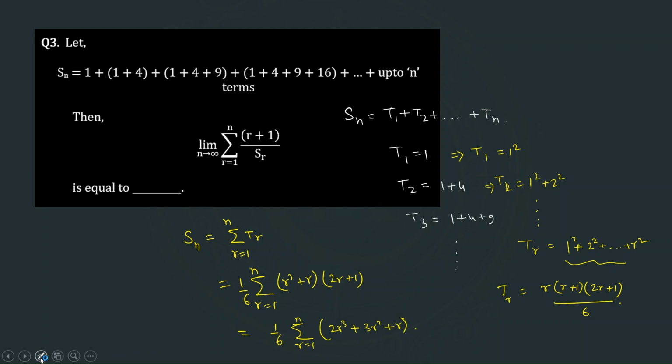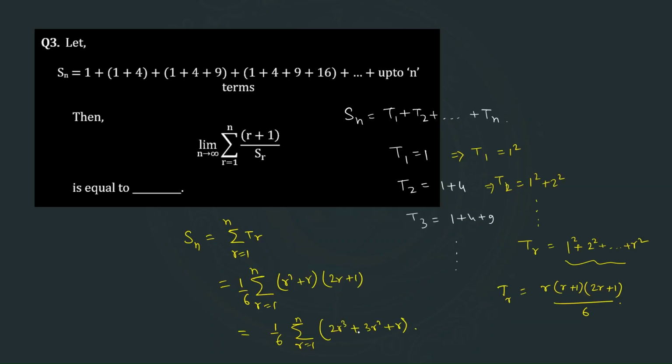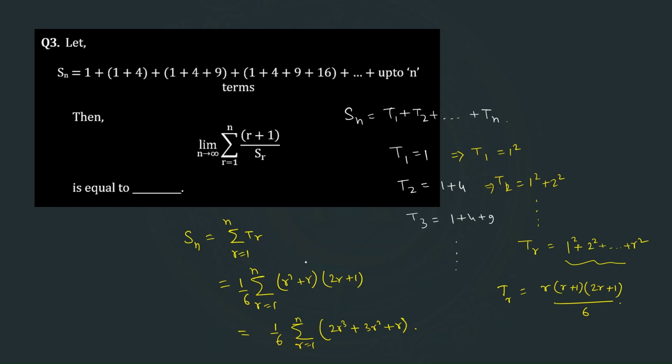Now we need to solve this sigma. So Sn is equal to 1 by 6, then summation r cube, which we know is n into n plus 1 by 2 whole squared, so it becomes 2 times n square times n plus 1 whole square divided by 4. Plus 3 times summation r square, so 3 times n into n plus 1 divided by 6 into 2n plus 1, plus summation r, which is equal to n into n plus 1 divided by 2.